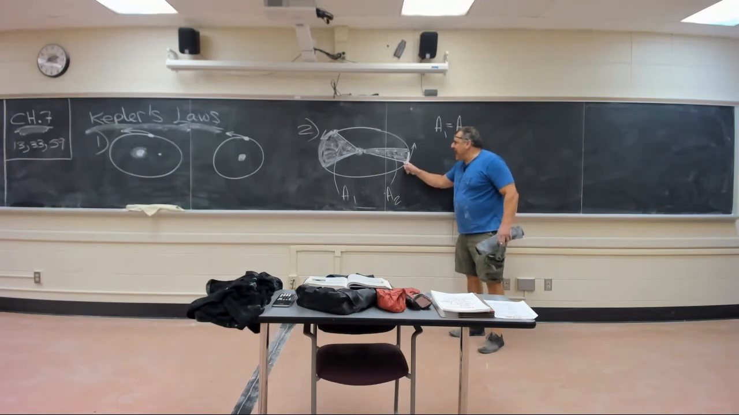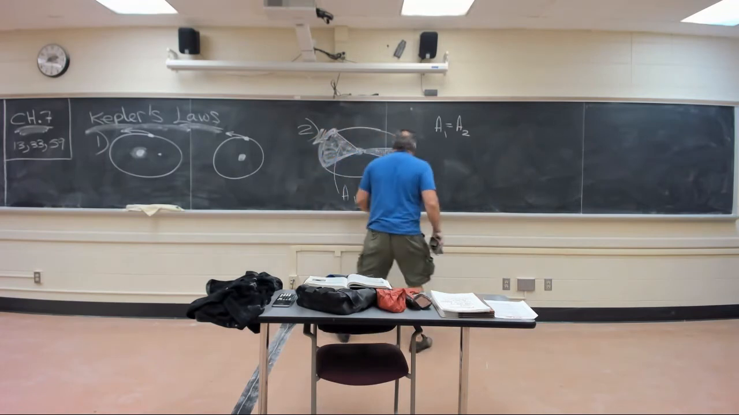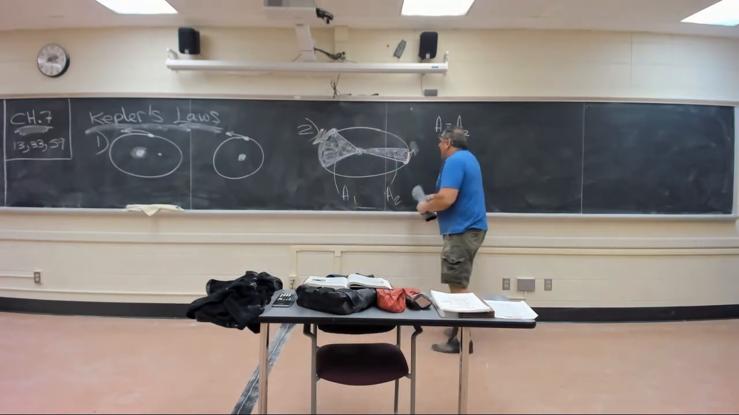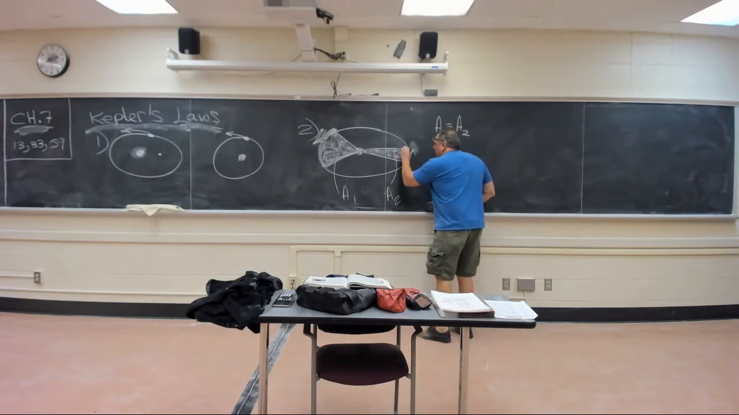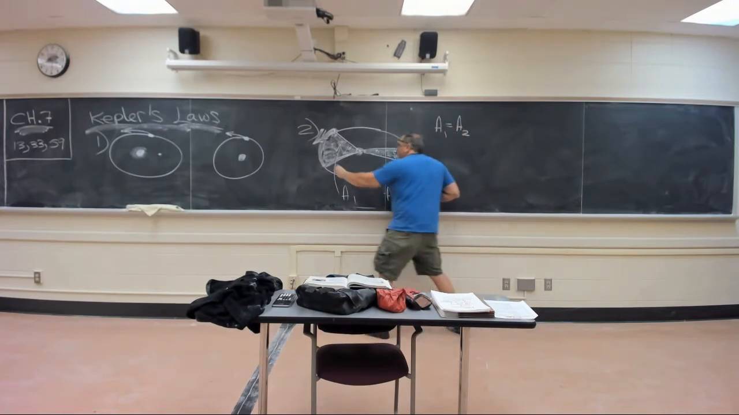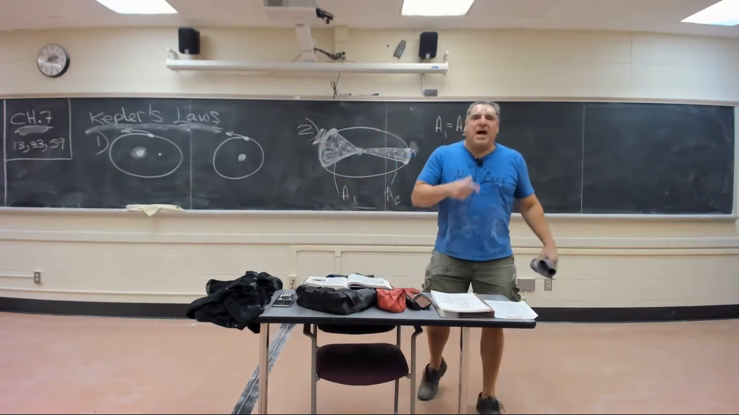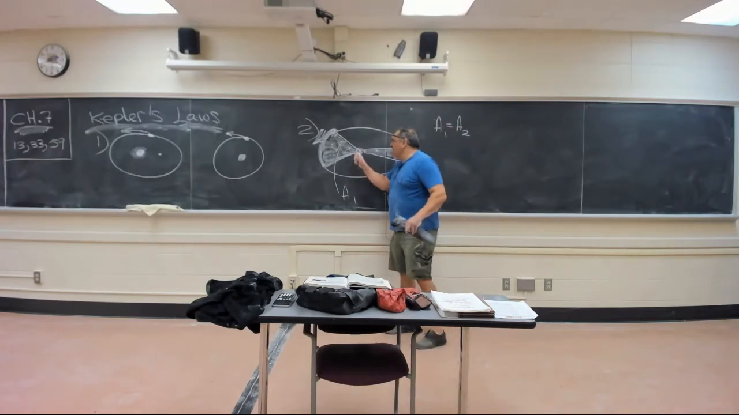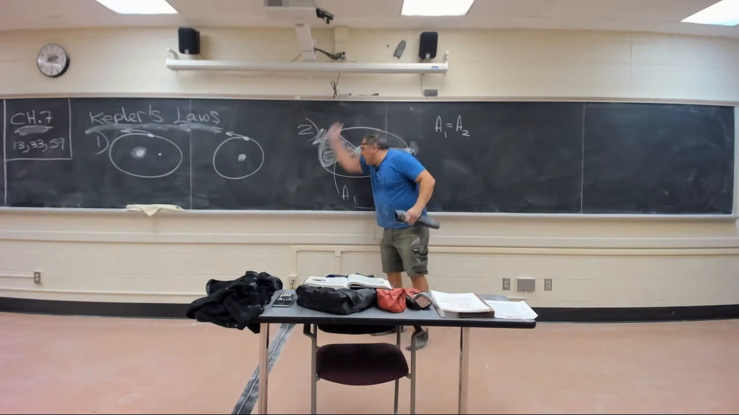Notice this guy isn't going as fast. He cannot be going as fast, guys. How much arc length did this guy cover? How much arc length did this guy cover? I don't know. He covered something. You want to bet this is a lot more? For the same amount of time. Which planet is going faster? The one that's closer to the sun. The one that's closer to the sun is going faster.